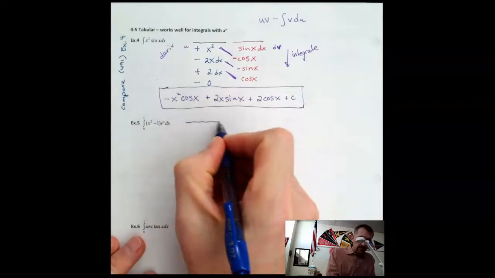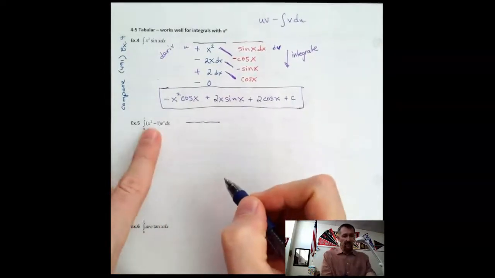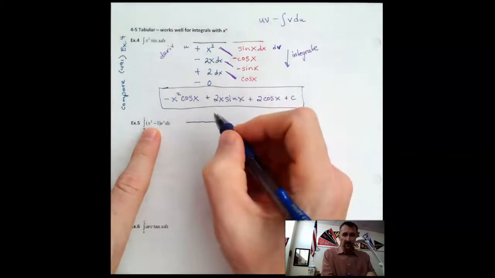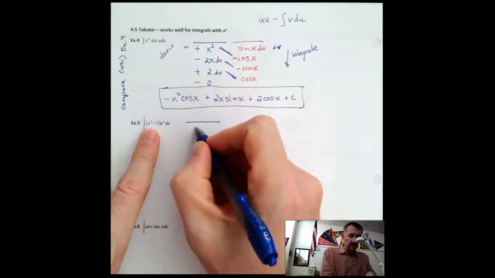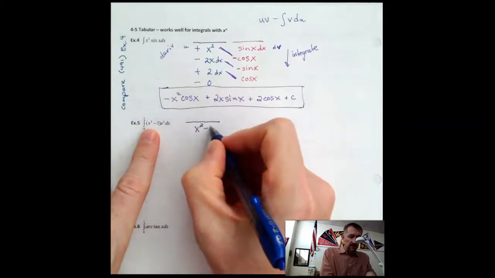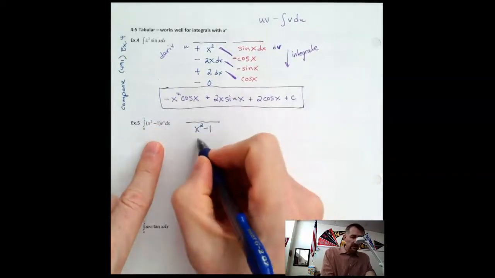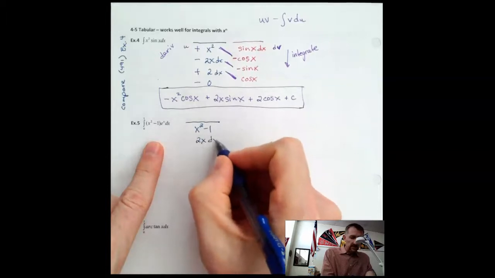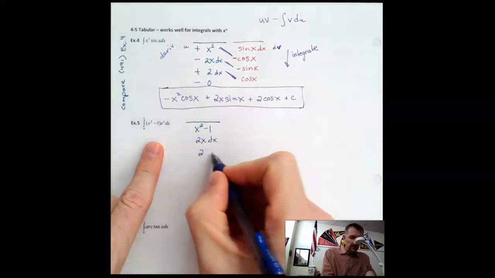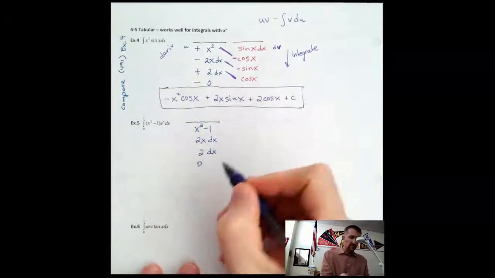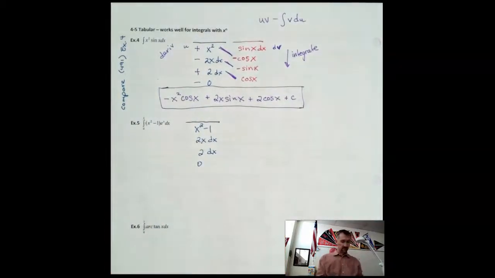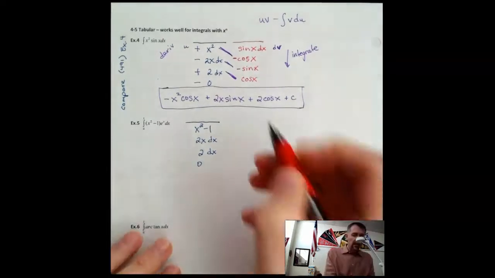So, let's try that again, and keep in mind, what do we want to look at? We want the polynomial, because if we take the derivative of that, it's going to go down to 0. So, x squared minus 1, derivative is 2x, and derivative is 2, and derivative is 0. So kind of the same thing that we had over there.